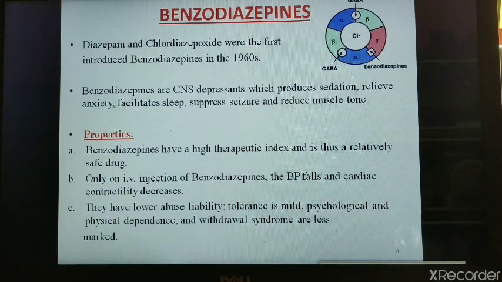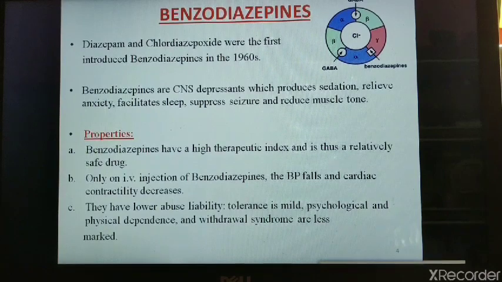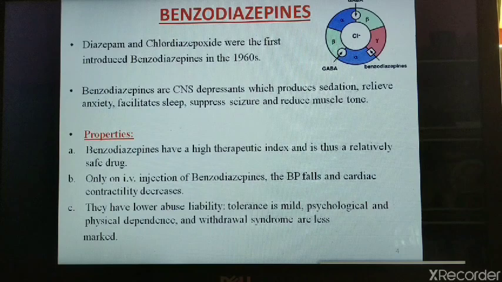Benzodiazepines are selective CNS depressants that produce sedation and relieve anxiety, help in producing sleep, suppress seizures in epileptic patients, and also reduce muscle tone. Now, diazepam and chlordiazepoxide were the first benzodiazepines introduced, in the 1960s. Since then, benzodiazepines have been the most widely used drugs in the treatment of insomnia, anxiety, and as anti-epileptics.